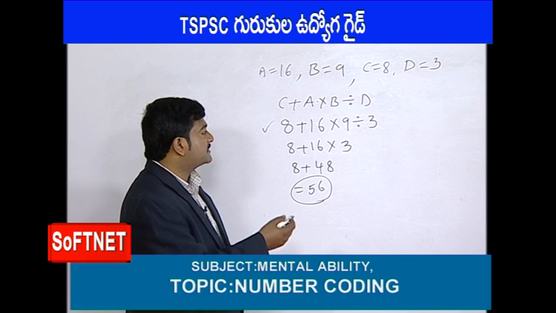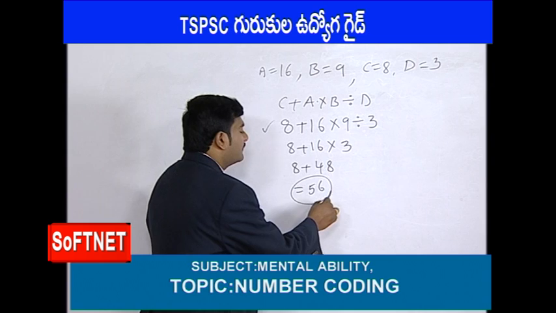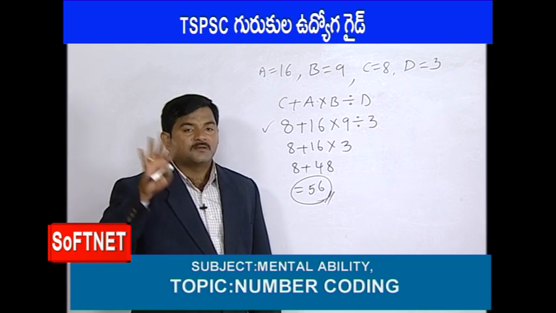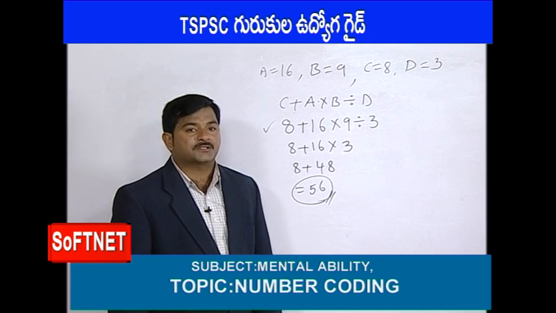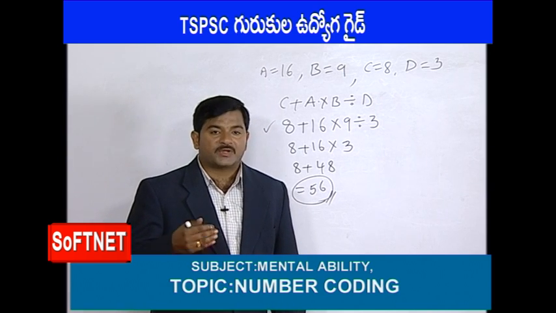So first of all division, then multiplication, finally addition. So hence the answer is how much here? 56. Okay, we discussed only three models. The remaining models we will focus on in the next session, that is mathematical operations. So as of now we finished three models in coding decoding.